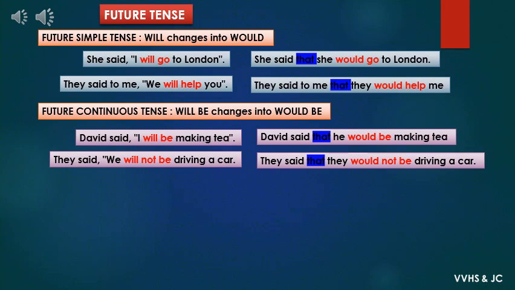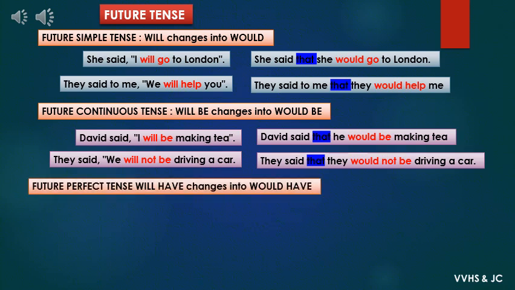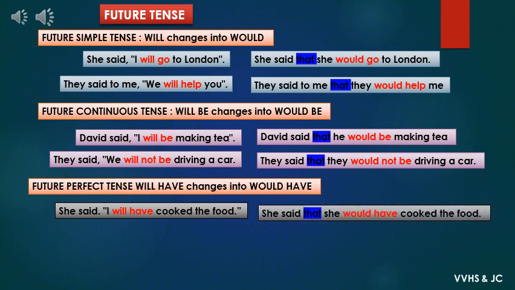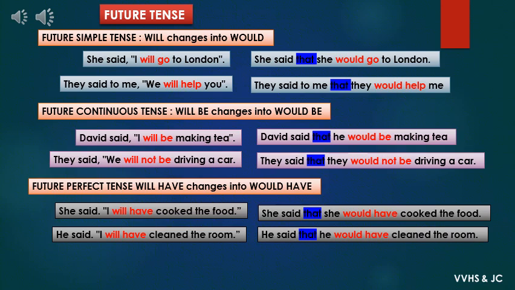The last one is future perfect tense. Will have changes into would have. She said, "I will have cooked the food." The indirect speech will be, she said that she would have cooked the food. The other example, he said, "I will have cleaned the room." Indirect sentence: he said that he would have cleaned the room.